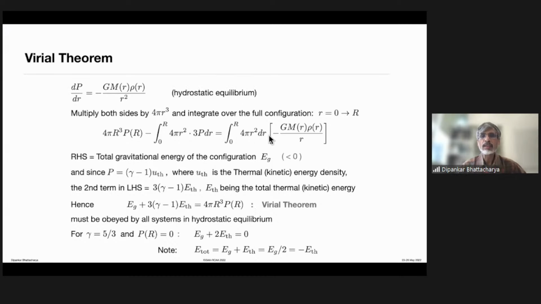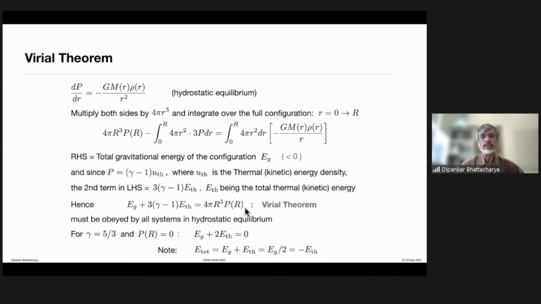This has a negative sign, so I can take it to the other side. I can then rewrite this as Eg plus 3 times gamma minus 1 times E_th is equal to this quantity, 4 pi R cubed P(R). And this, in fact, is what is known as the Virial Theorem. And it must be obeyed by all systems in hydrostatic equilibrium.